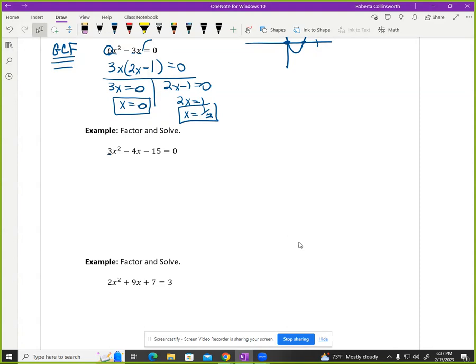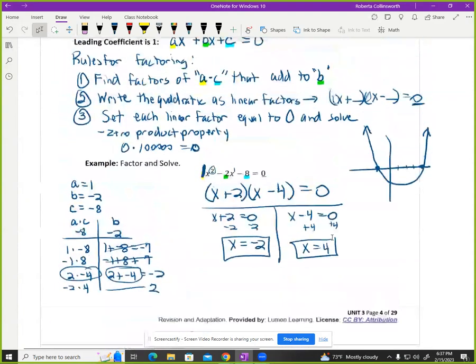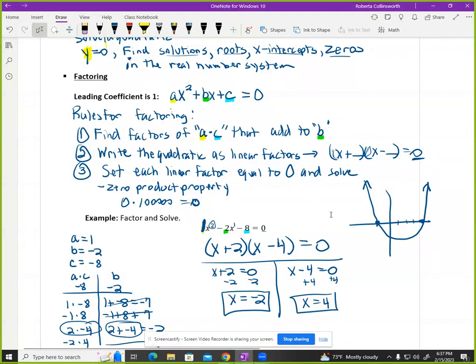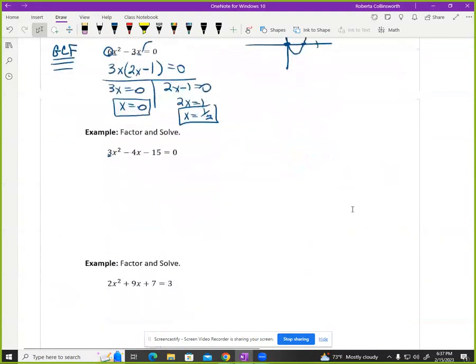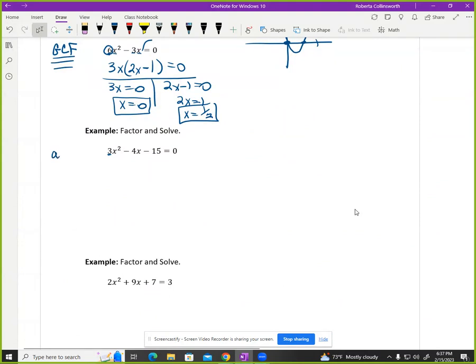Okay, so now we're going to move on to a leading coefficient that is not 1. And we're going to follow the same rules that we did up here. The rules are exactly the same. The first rule says find the factors of a times c. So let's write down what a is equal to, what b is equal to, and what c is equal to. A is 3, b is -4, c is -15. So a times c, 3 times -15, that's -45.